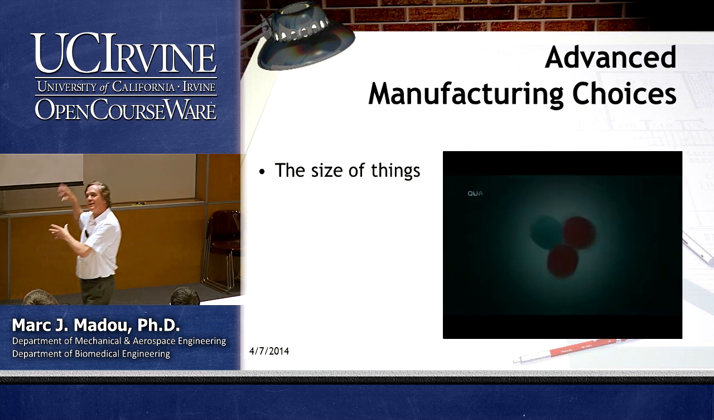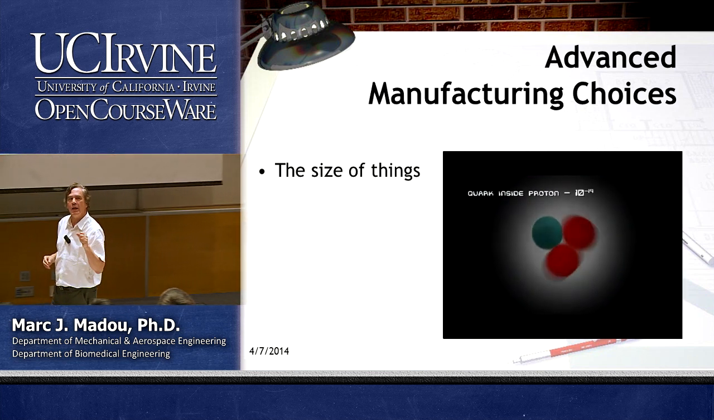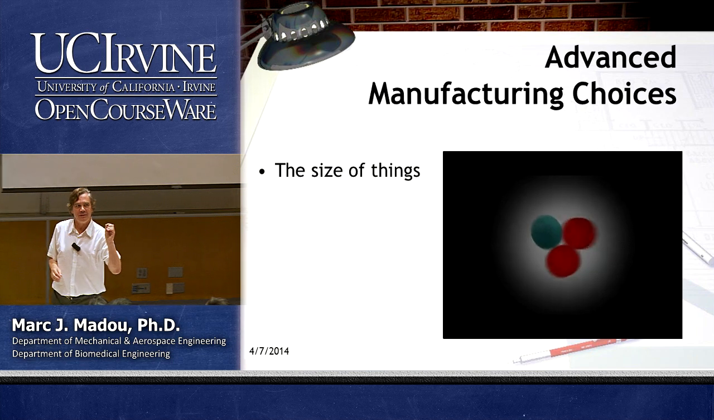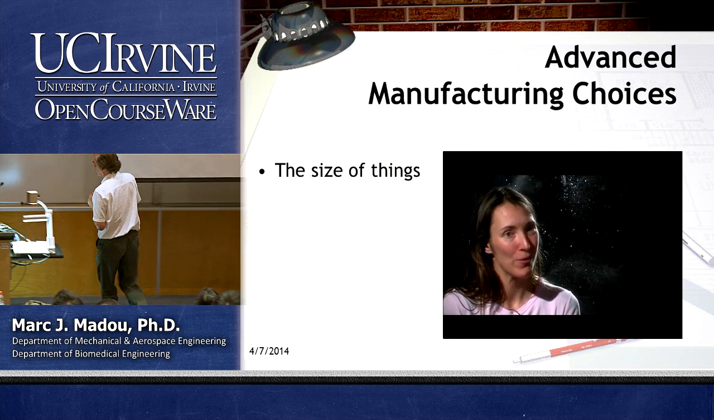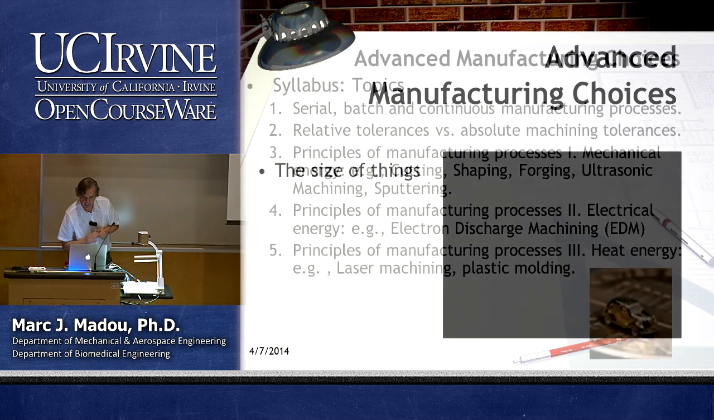I will refer back to this movie in a little bit when I start talking about relative tolerance versus absolute tolerance. So keep that in mind. Any questions that all physicists want to answer?